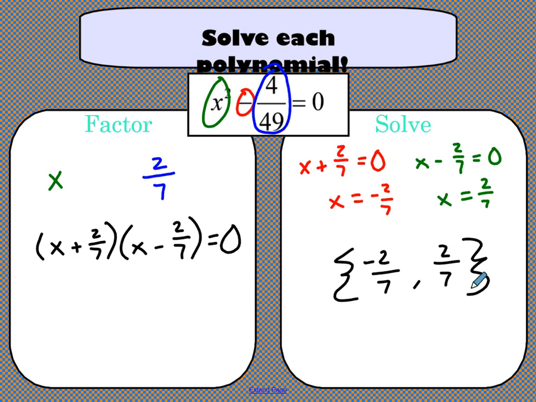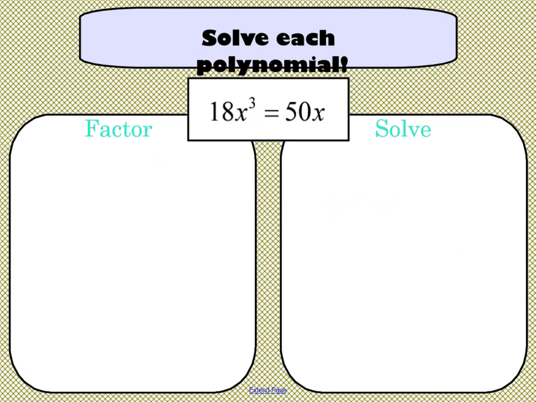We have one more example to go, so let's go ahead and do that. So this time I actually don't have one side equal to 0, so I need to make that happen first. So my first step is actually going to be to subtract 50x on both sides, so I get 18x to the third minus 50x equals 0. There is a GCF here. It's actually 2, so I'm going to go ahead and factor that out.